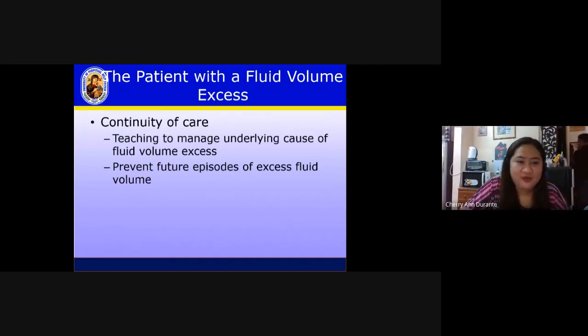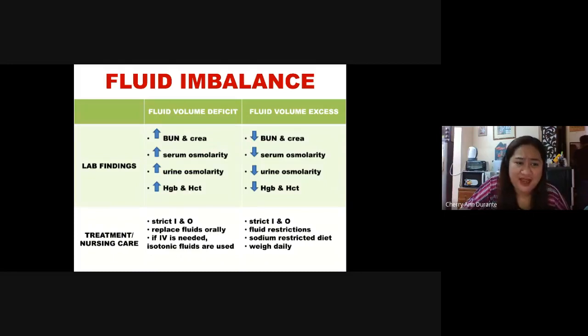Okay, let's compare it in a table. So kapag may fluid volume deficit, everything is increased. Tingnan nyo to. Increased serum osmolarity, increased urine osmolarity, increased BUN and creatinine. So BUN stands for blood urea nitrogen. Okay? So it is the byproduct of protein metabolism.